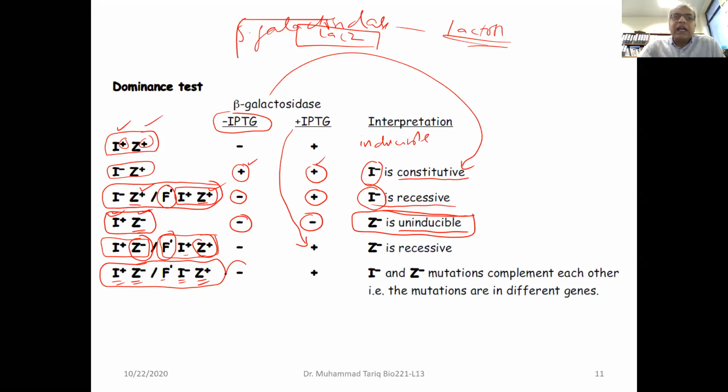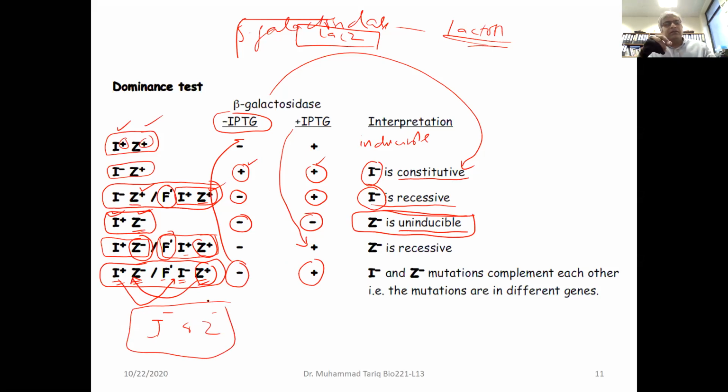They found that this is inducible, just like the wild type, it's behaving as wild type. And the conclusion is, this is complementing this one and this one is complementing this one. It means I minus and Z minus are in different genes. Is it clear?